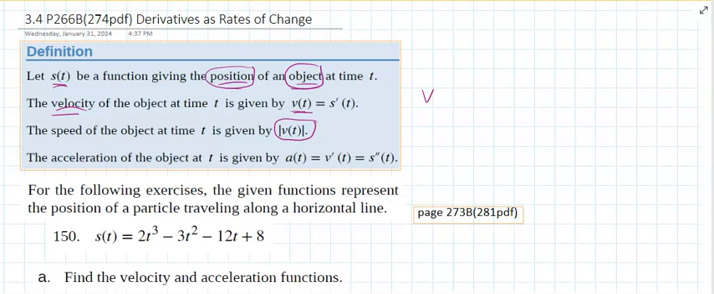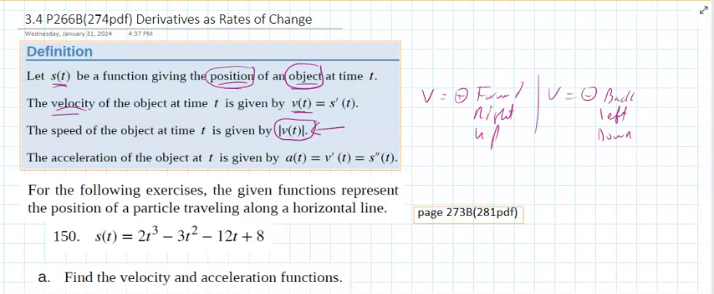If the velocity is positive, that means you're moving forward, right? Or if you're tossing something, it's going up. If the velocity is negative, that means you're moving backwards, in reverse. You are moving left, or the object that you threw up is coming down. When you put an absolute value on it, that wouldn't matter. You're just figuring out how fast it is moving.